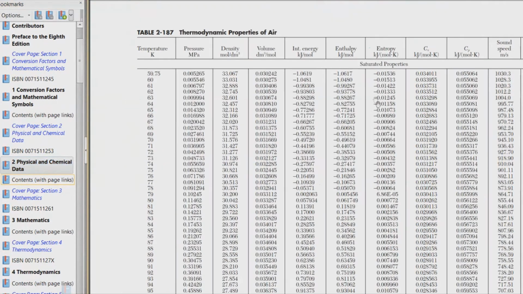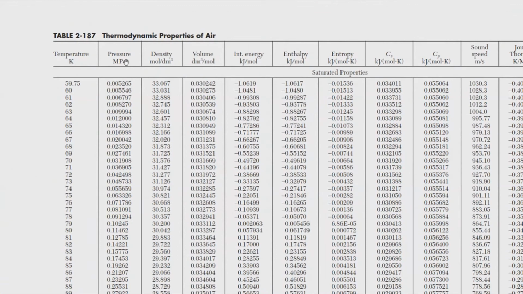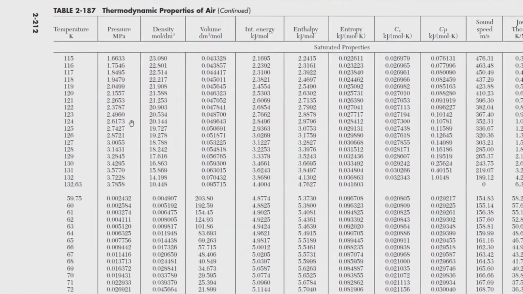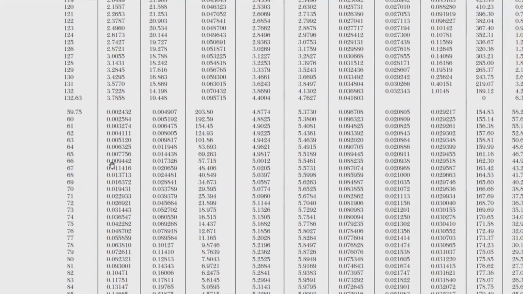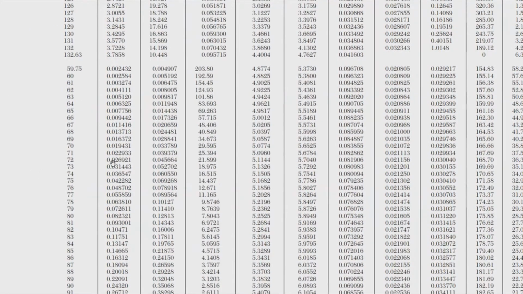Okay, so this one. You can do your own interpolation. That's another double interpolation since it's 343.15. Remember, the saturated property stops at 132.3 Kelvin. So any property above that will be single phase properties, and we need to find the temperature and the properties at that single phase of our air.